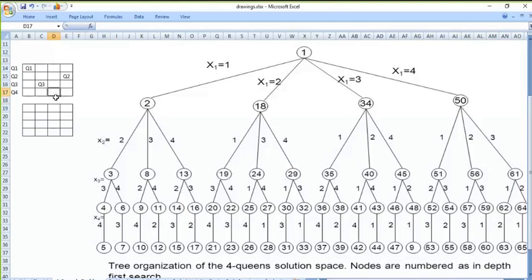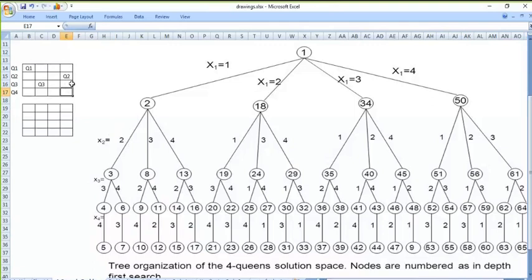Then what is the remaining position for Q4? It is column number 4. But already on column number 4, I have Q2, so I cannot place it over there also. Okay, so again what I should do now, I should come back and try to look for the previous positions.